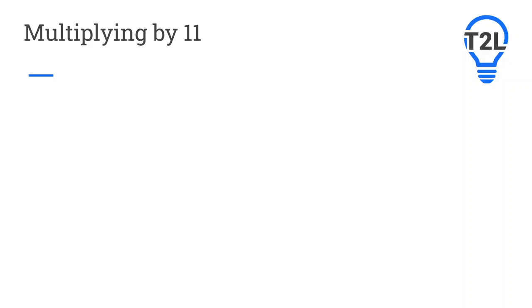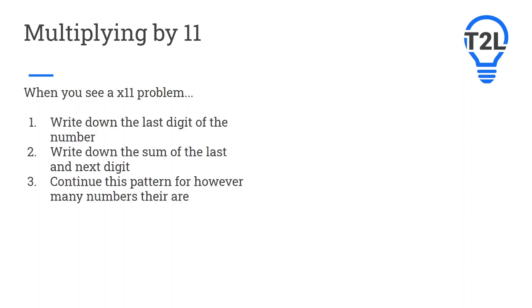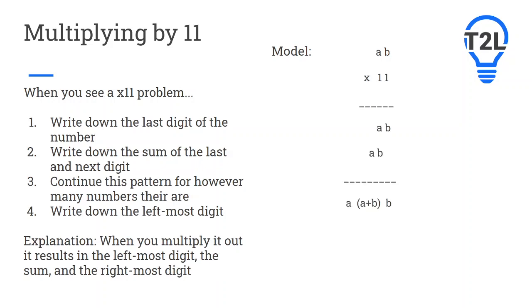That's wrong. Okay, so now multiplying by 11, this is different from 25 and 50. Whenever you see times 11, first start off by writing the last digit of the number you're multiplying by 11. So looking at this model, first write down b, the last number. Then you write down the sum of the next and last digit, so a plus b. And then you just write down the left digit, a.